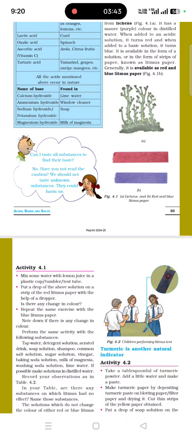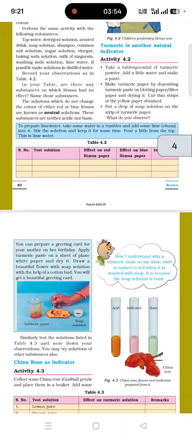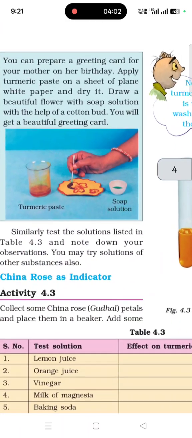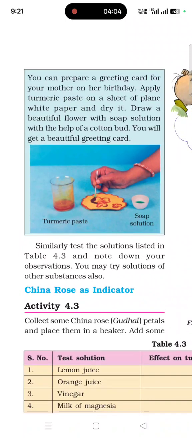There is blue litmus paper and red litmus paper available in the market. So it is taken from the lichens. Next, here we are going to see an activity where we can prepare a greeting card with the help of a soap solution and turmeric paste.